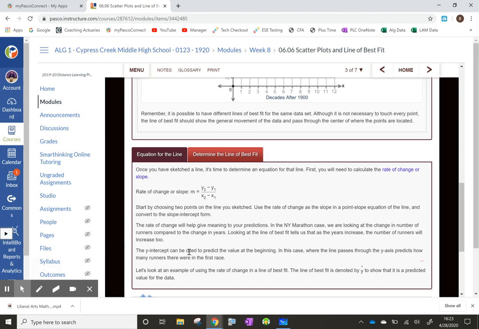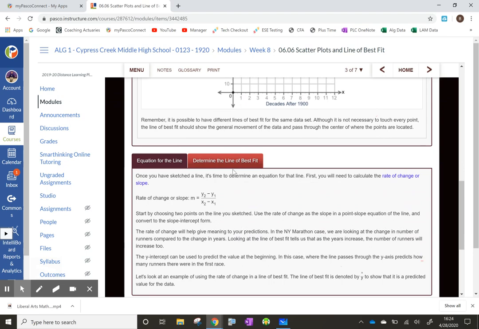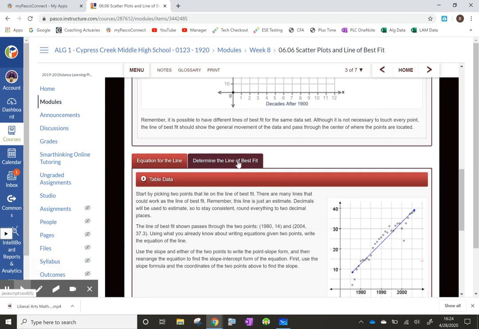Keep in mind that the y-intercept can also be used to predict the value at the beginning, because the y-intercept is kind of where the start of your line is. For example, on this one, the y-intercept is about 50. So the start of that graph was about 50. So at the decades after 1900, the life expectancy started at about 50 years old, according to that graph. So how do we determine the line of best fit?